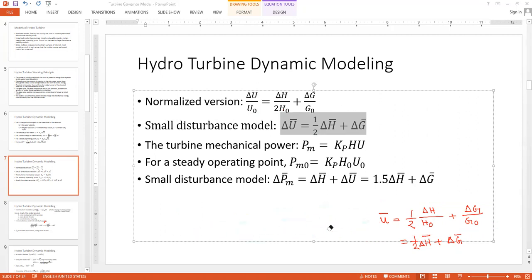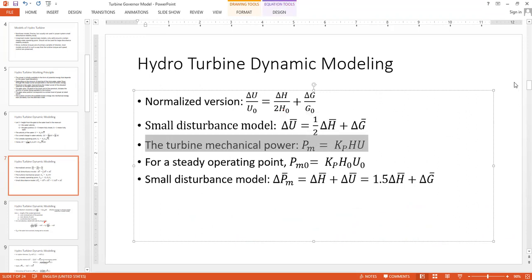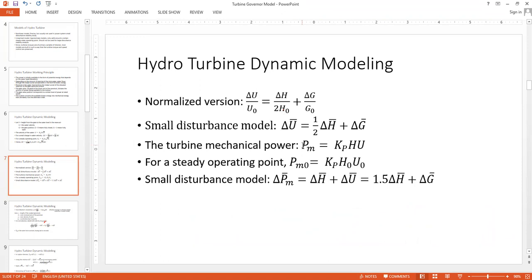So now if we continue further, remember our target is to achieve some expression for PM. Okay, we haven't seen the presence of PM till now. So now at this point we bring PM into our derivation. So what is PM? PM is the turbine mechanical power. And again, the turbine mechanical power is expressed as some proportional term for the water head, some proportional term for the velocity. If we combine them, simply you get some proportionality constant, h and u.